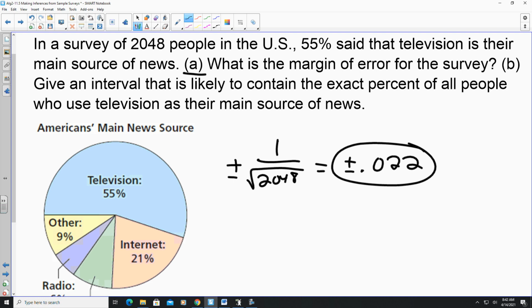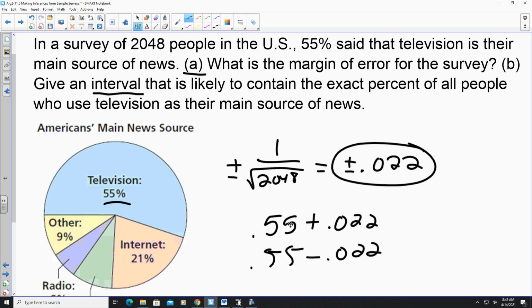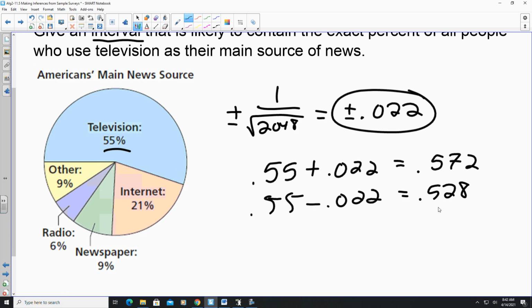0.022. All right, so the second portion of this, it says give an interval that is likely to contain the exact percentage of all people that use television. So that means converting this to a decimal. So I'm going to say I got my 0.55, and I'm going to add 0.022, and I'm going to take 0.55 and subtract 0.022. So that's where the plus and minus come in. So this is what, 0.572, and then this is going to be 0.528.